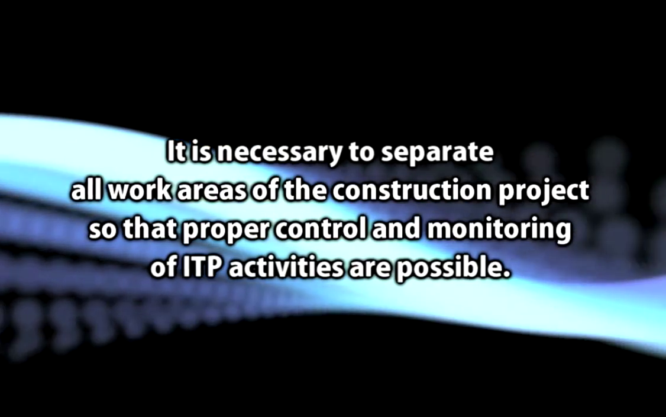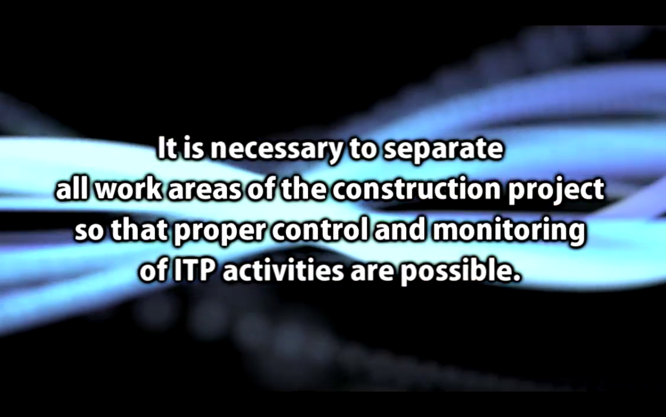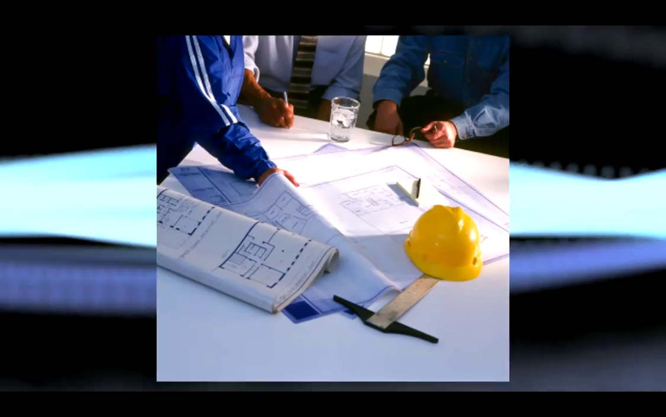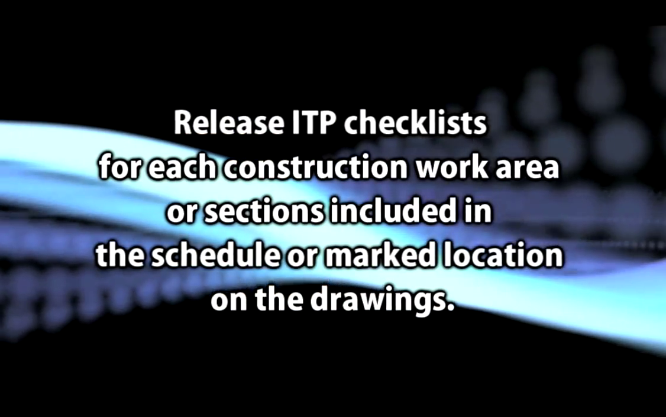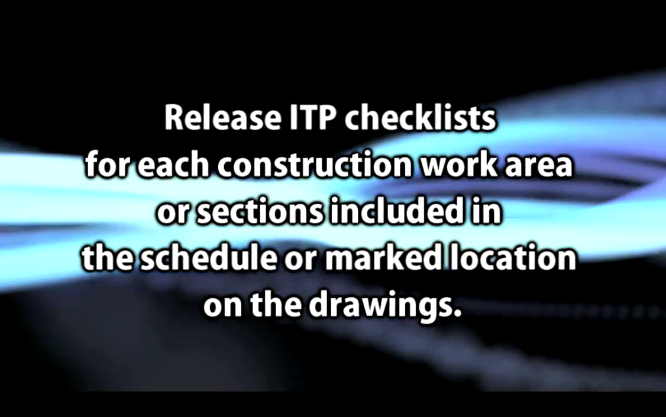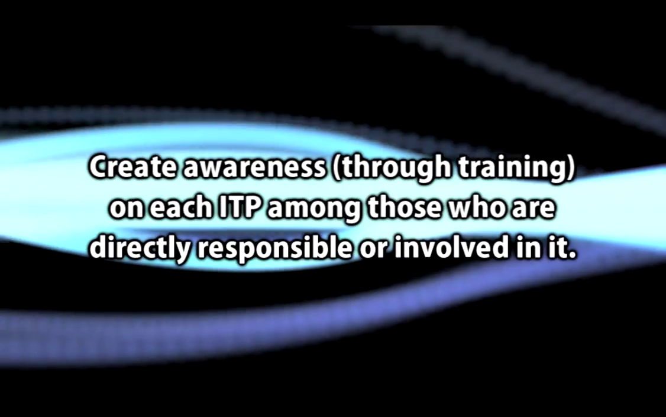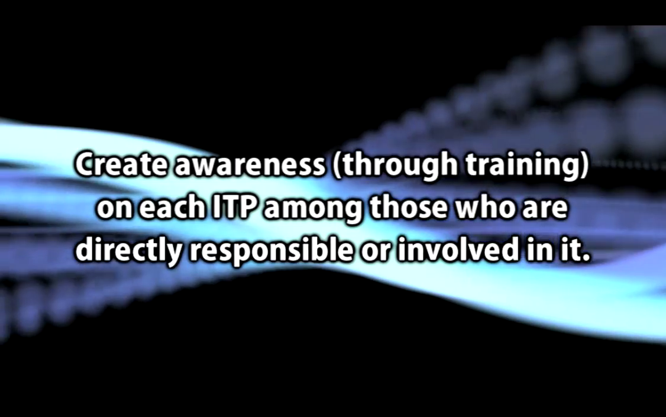It is necessary to separate all work areas of the construction project so that proper control and monitoring of ITP activities are possible. It is better to mark these locations on drawings or include them in a schedule. Release ITP checklists for each construction work area or sections included in the schedule or marked locations on the drawings. Create awareness through training on each ITP among those who are directly responsible or involved in it.